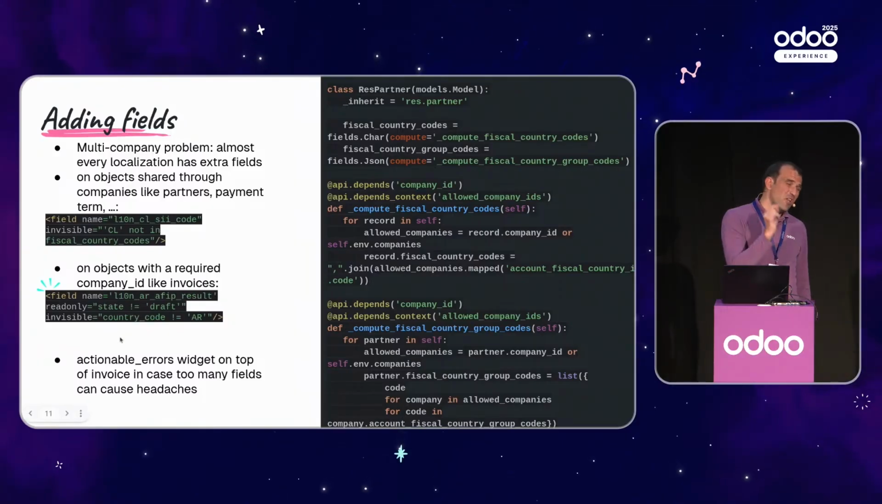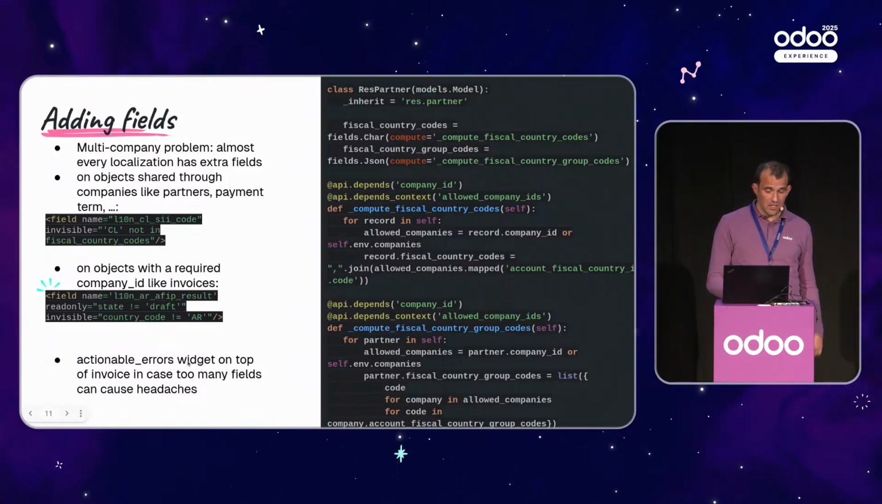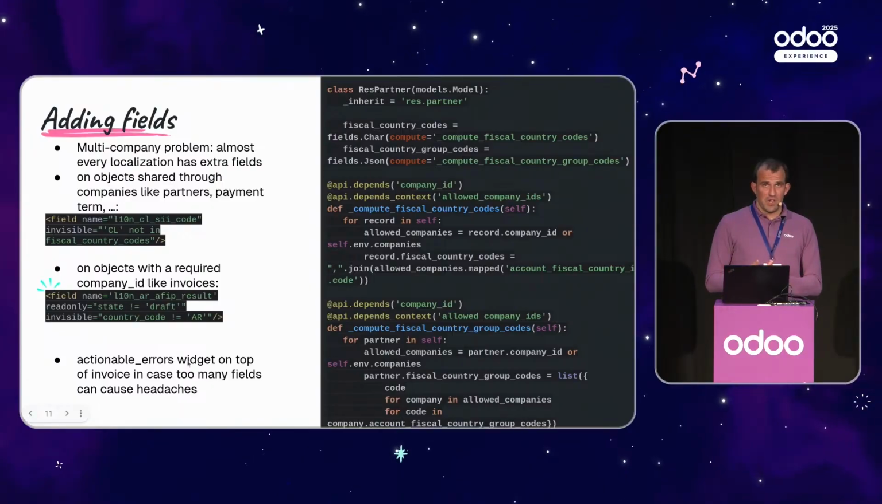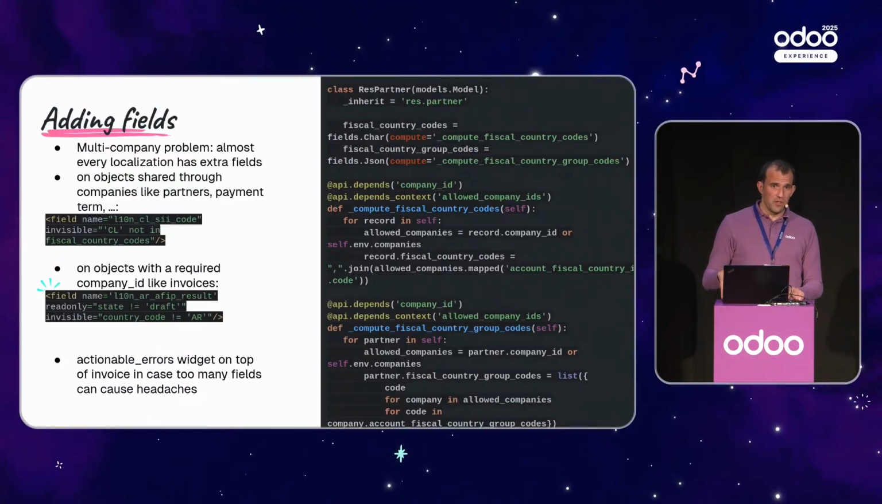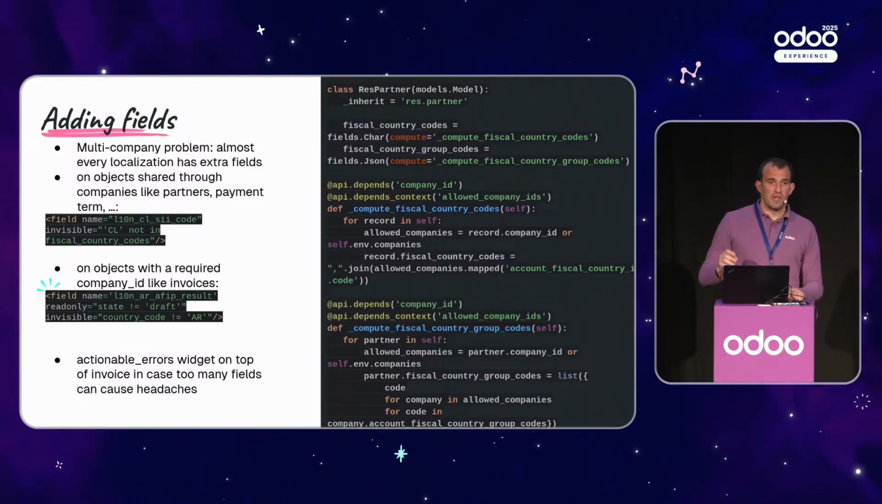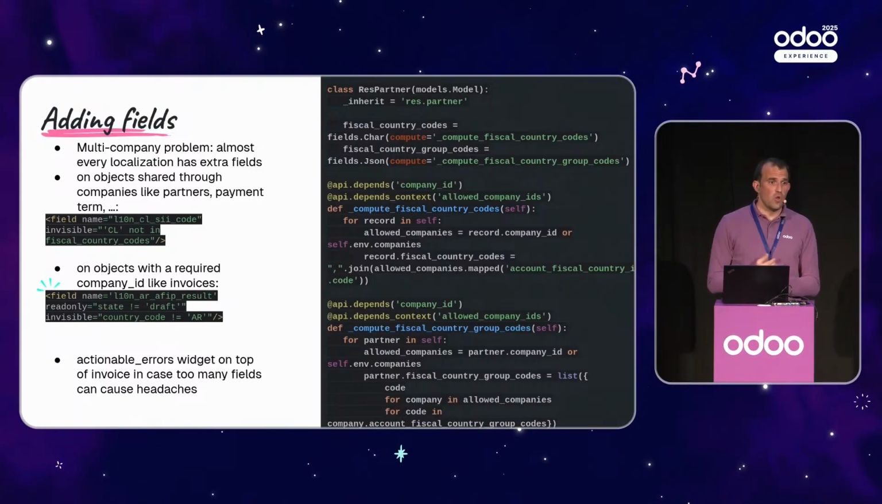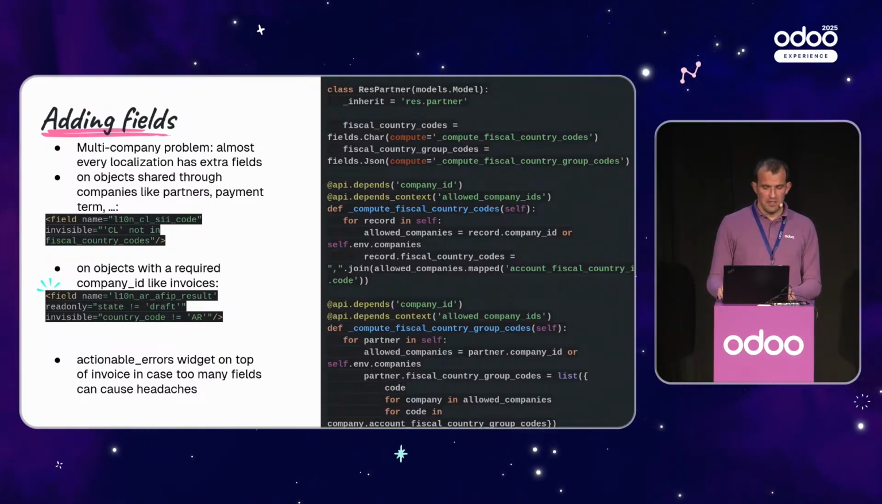If you have really a lot of fields that you need to add, you can use the actionable errors widget, which allows, for example, if you are in an invoice and you are missing plenty of fields on the products, to put a warning, and on the warning you go to an action which gives you all the products that are wrong, and you can easily edit them in the list.